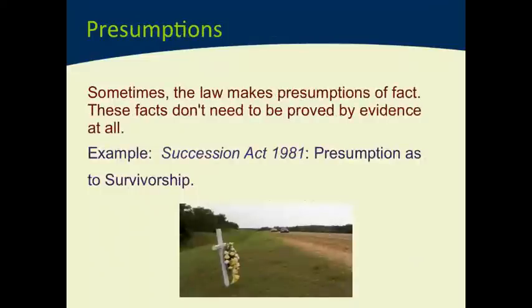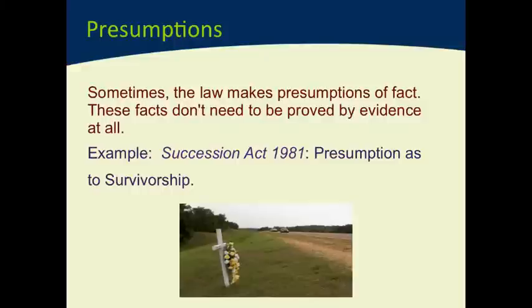The second type of fact that you don't need to bring evidence forward for is called a presumption. This is a situation where the law will presume that a certain fact is true, even when it's not. The best example that I can come up with comes out of the Succession Act, and it's what we call the presumption as to survivorship. You see, sometimes if two people, particularly two people in a relationship, both die, it will matter who dies first.